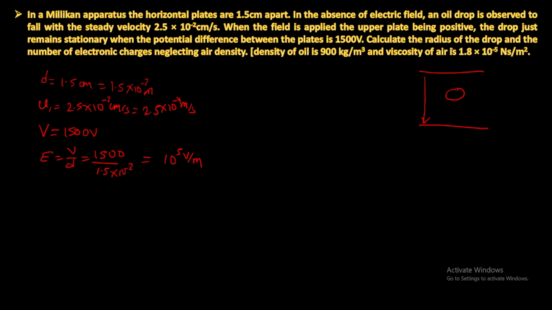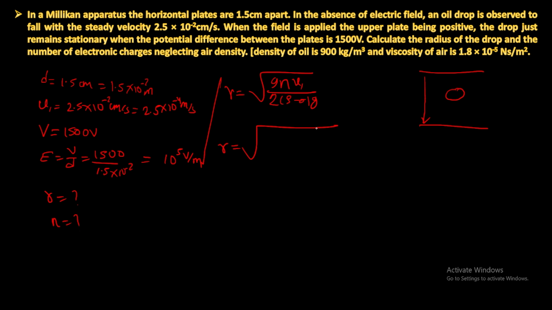Calculate the radius of the drop. The question is to find the radius of the oil drop, first, and then the number of electrons, that is, the quantization. We have the formula to find the radius. r equals root under 9 eta v1 divided by 2 bracket rho minus sigma g. This is the basic formula we have often used.